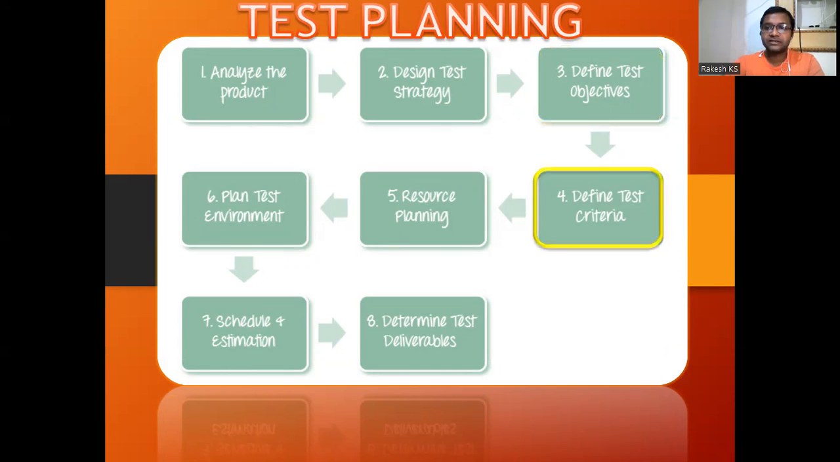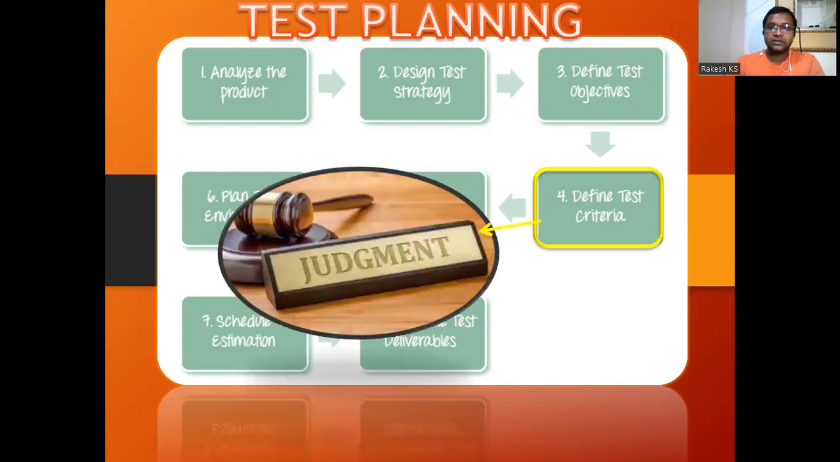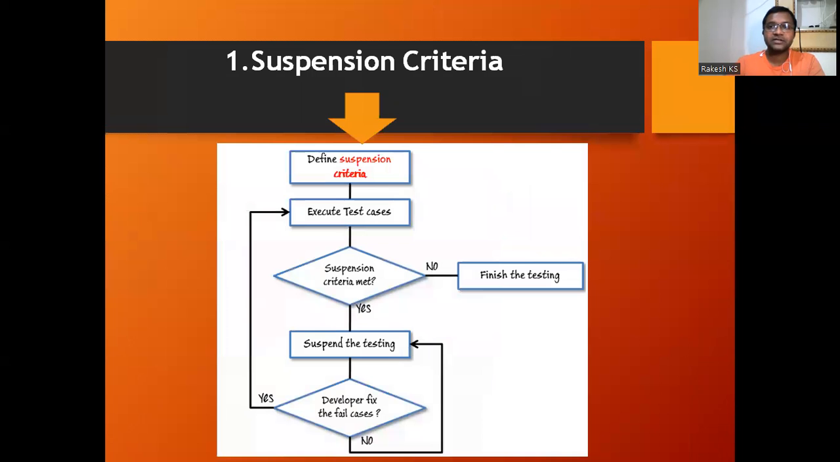Next thing is define test criteria. The criteria in terms of testing is nothing but judgment. When you are judging whether the testing is correct or not, we have some criteria. The first criteria is suspension criteria. The suspension criteria is that if you set the criteria at 20%, and the test cases fail for that 20%, we have to suspend the testing.